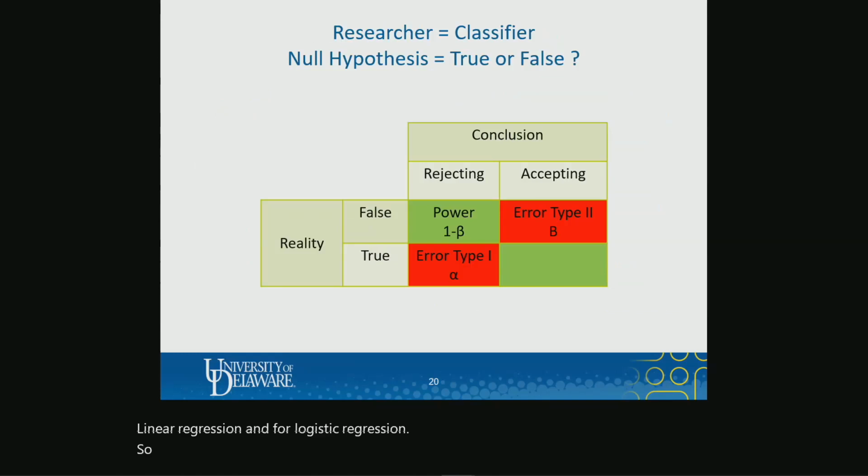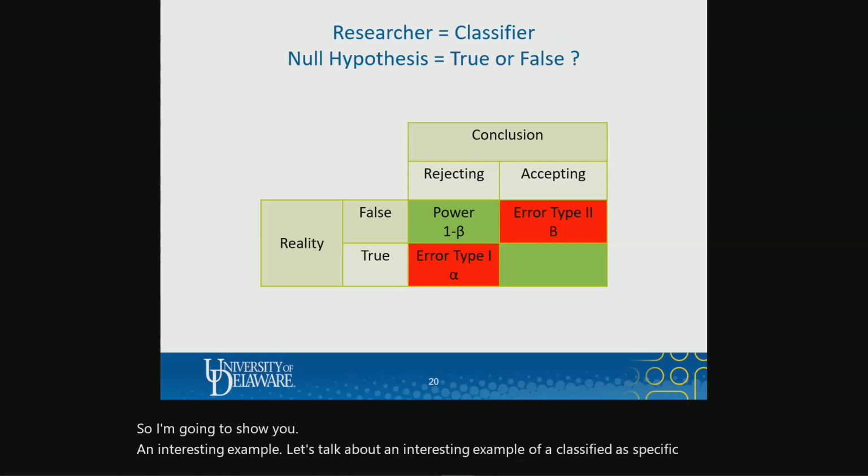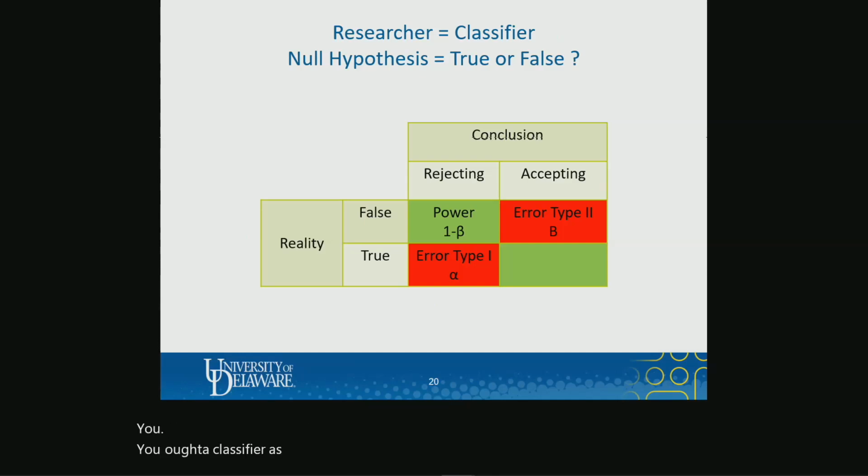So I'm going to show you an interesting example. Let's talk about an interesting example of a classifier, a specific classifier. You are a classifier as a researcher. When you face a null hypothesis, you have to classify it as true or false, right? So if the null hypothesis is false in reality, that means we have a significant effect, and you reject the null hypothesis. You correctly reject the null hypothesis. That means you could detect a true effect, a real effect, a significant effect. The probability of that would be 1 minus beta, and it is your statistical power.